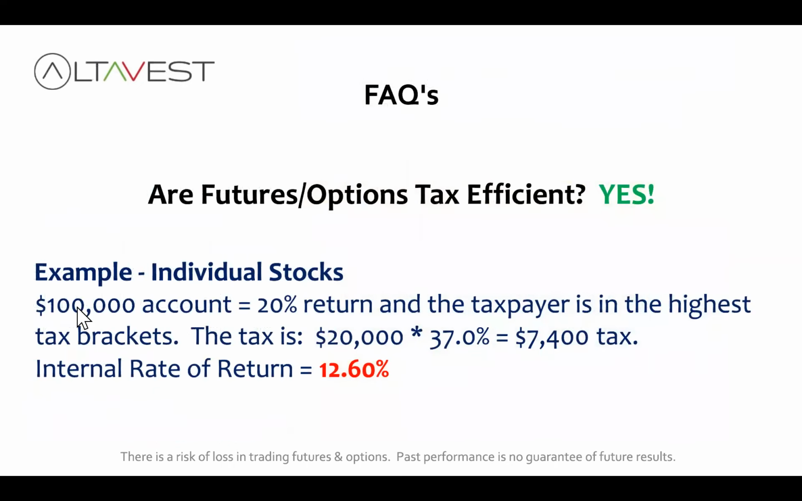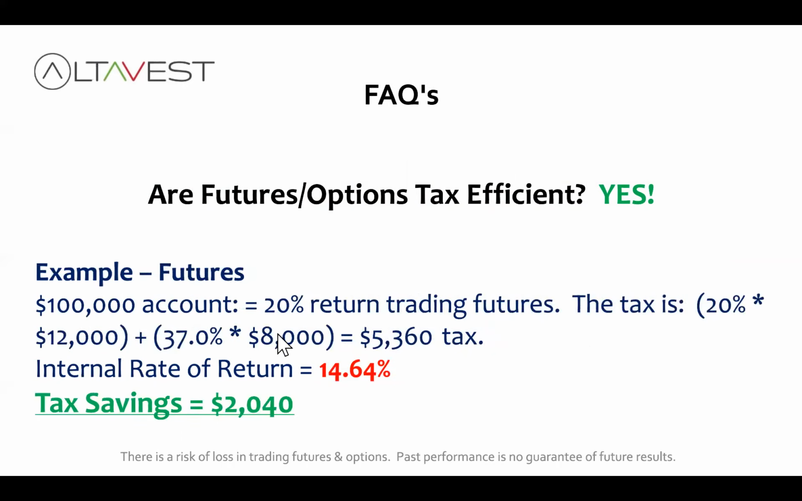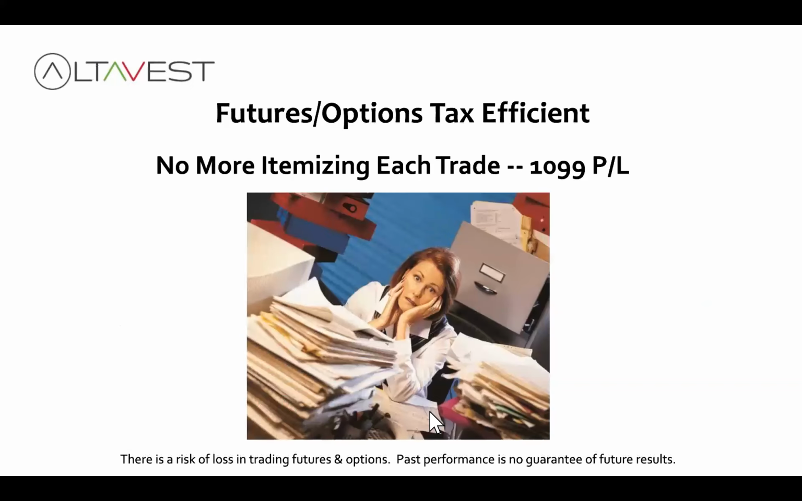So here's what that means. If you're trading stocks, you would get a 12.6% return in this example. I'll go through it quickly because we've got little time. But if you're trading futures options with us, that same mathematical example would get you 14.64%. You save over $2,000 in taxes. You make an extra $2,000 just because you're not paying that in taxes. And you're not trading in stocks, you're trading in futures and futures options. Tax efficiency, no more itemizing.